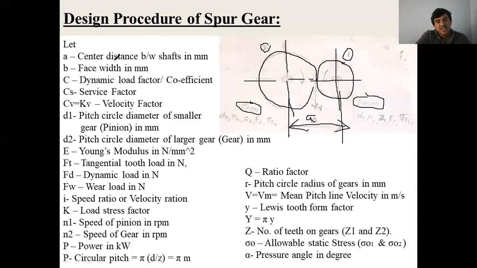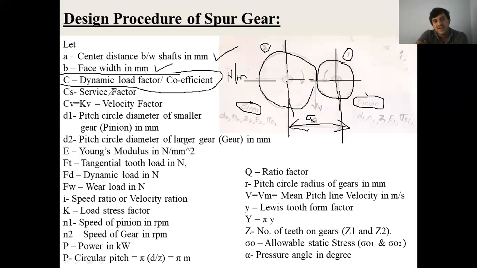Now, what notations do we use? The first notation is A. A stands for the center distance between the shafts. These notations always go alphabetically from A to Z first, and then you use other symbols. B stands for face width of the gear. C stands for the dynamic load factor or coefficient. Whenever the dynamic load comes into the picture, we use this dynamic load factor. It is a constant, a coefficient, given in Newton per meter. We will discuss that in detail when we go through the design procedure.